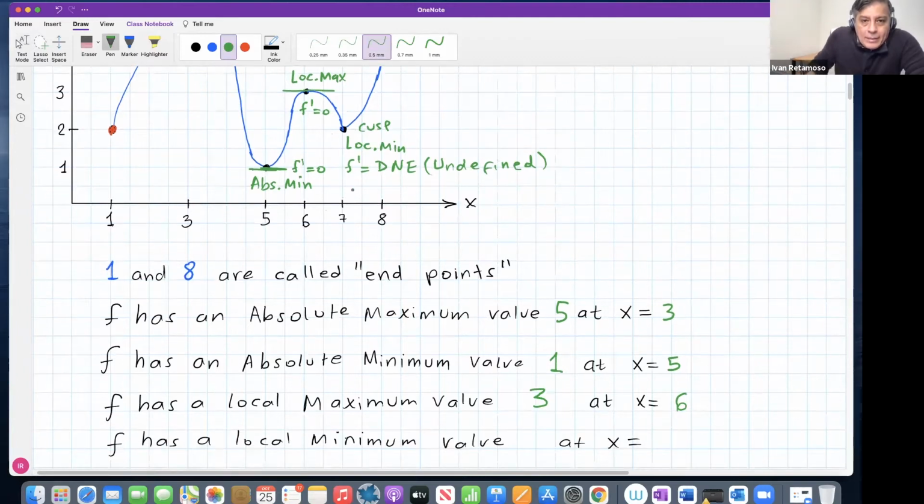f has a local minimum, this is a special local minimum, with value of 2 at x equals 7. And it's due to this cusp. We said the derivative doesn't exist, it could happen. Okay, great.